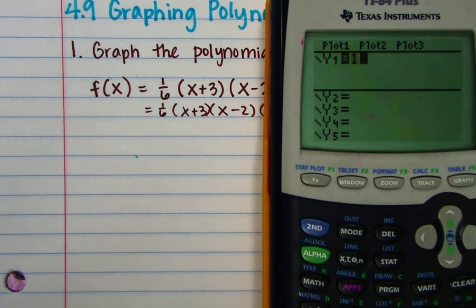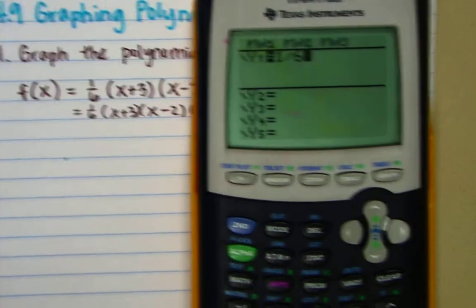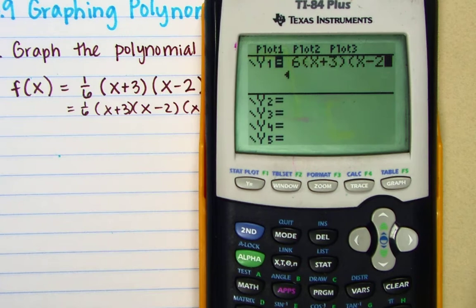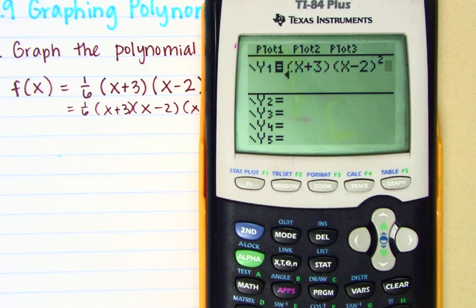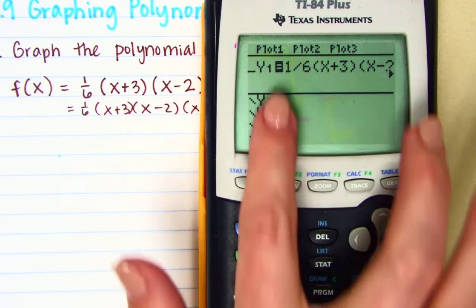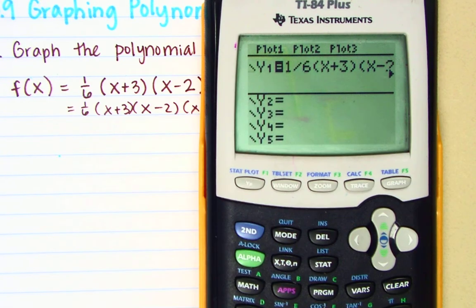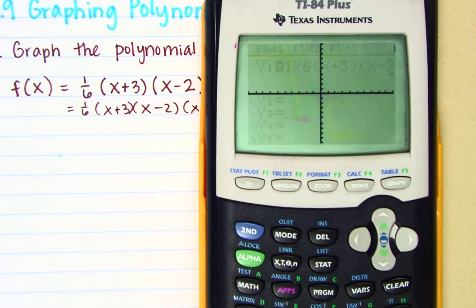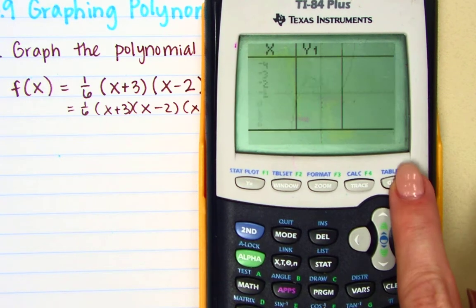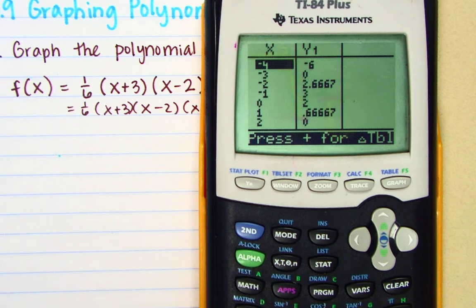So I'm going to do 1 divided by 6 times, you can type it in just like it is, x plus 3 times x minus 2 squared. Again, I just did 1 divided by 6 for 1/6. If we graph it, we can see what it's going to look like. But again, I want you to have the exact numbers. So we're going to do second graph to get the points from the table.